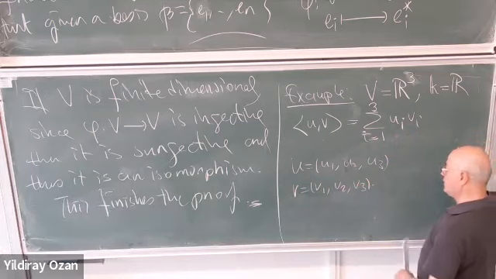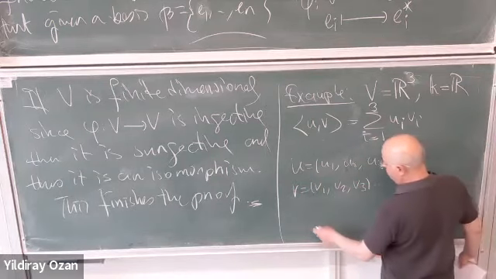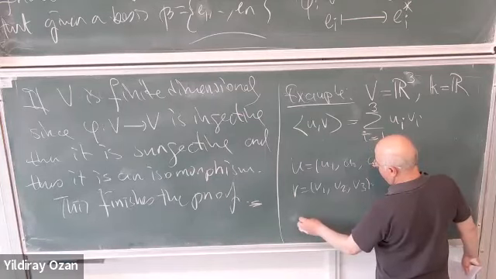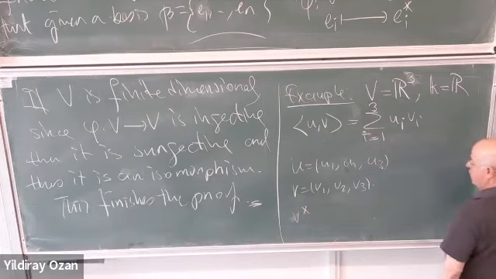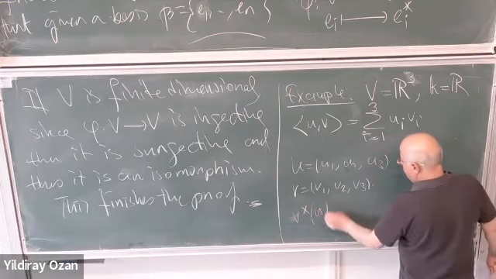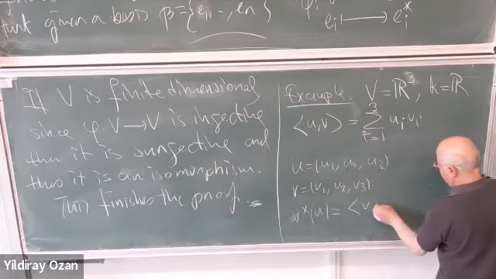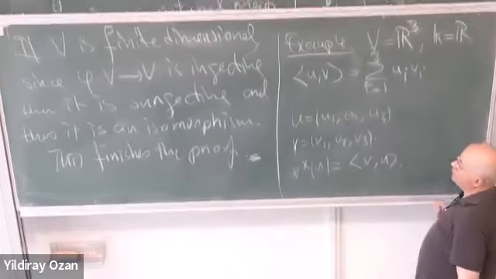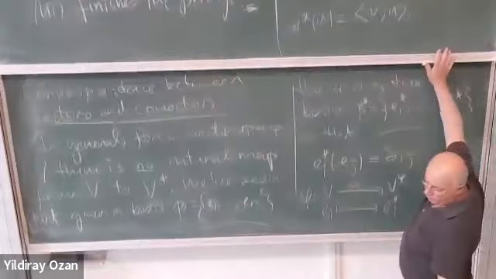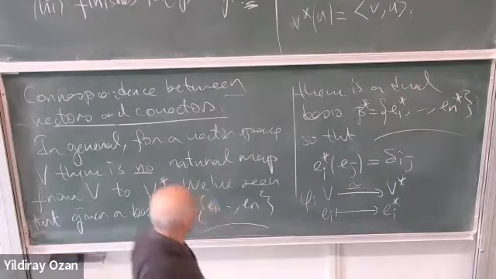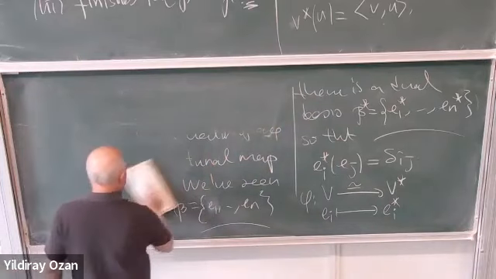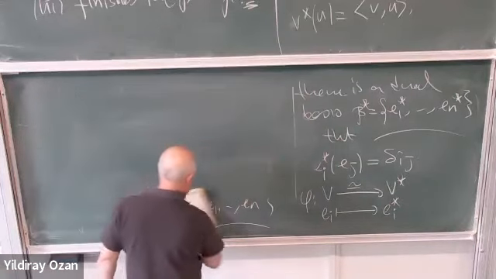So what is V star? V star at U is just V in a product with U, right? So for example, let's see what the dual elements are for some specific vectors.